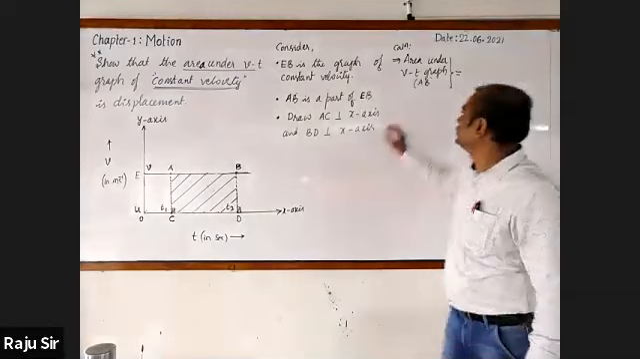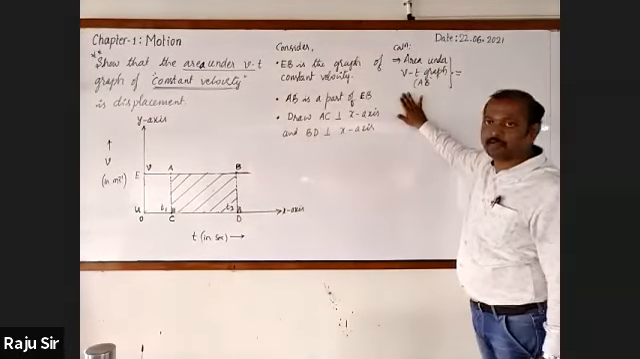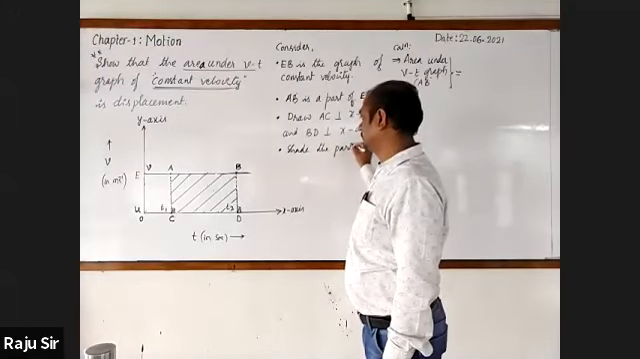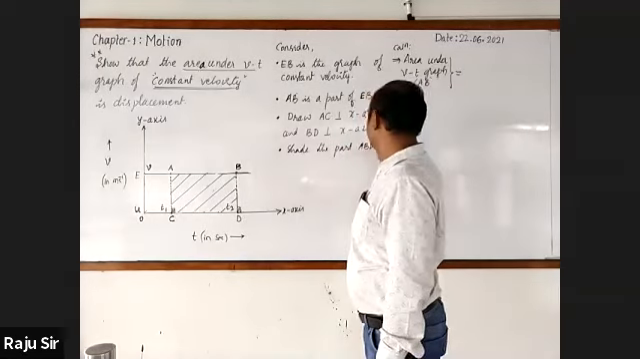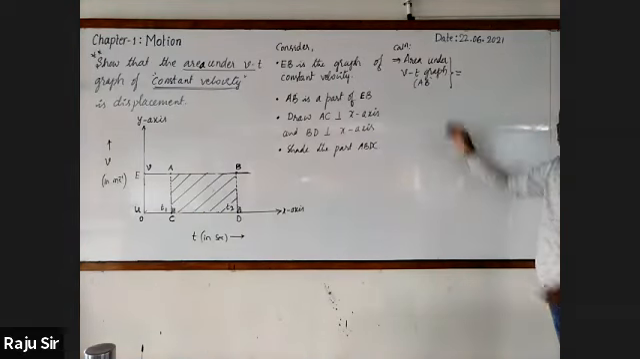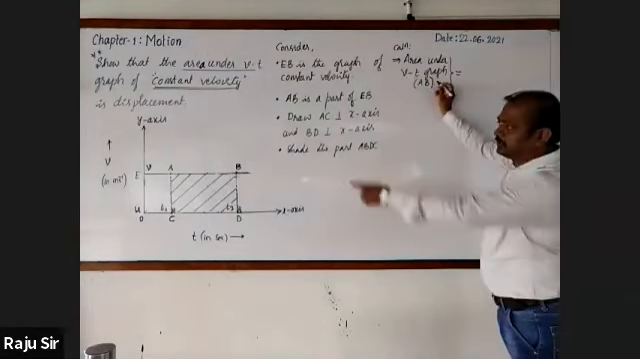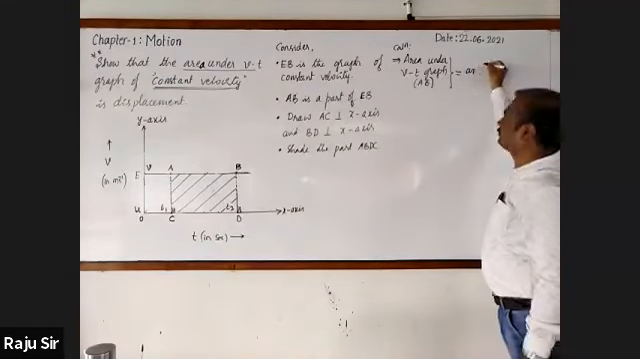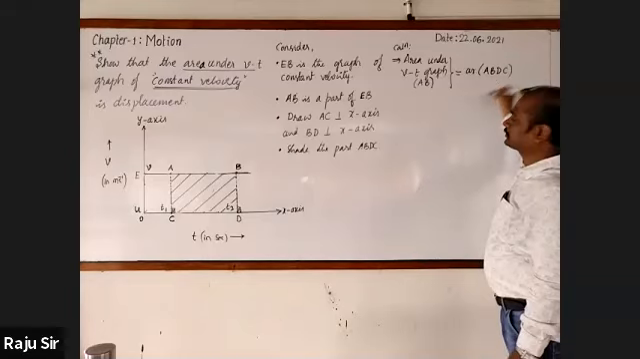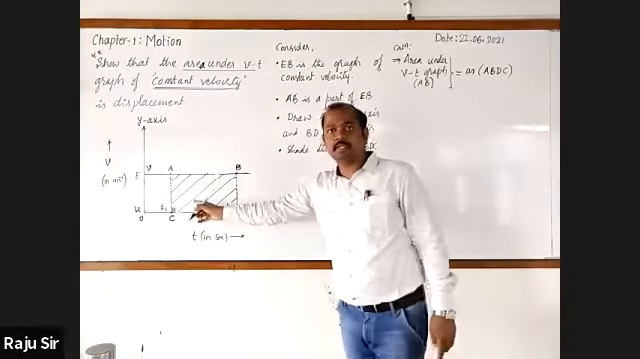Calculation part. It is the area under the VT graph of constant velocity. Shade the part ABDC. Now, the area under the VT graph, that is the area under AB, is the area of the rectangle ABDC. It is a rectangle.